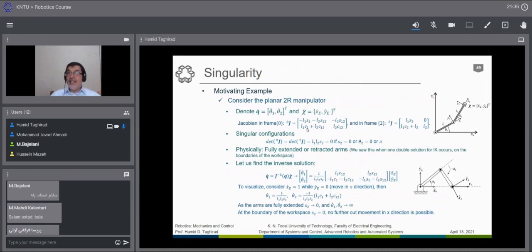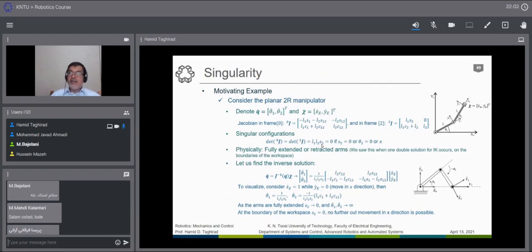apparently the inherent characteristic of the Jacobian, like the determinant, as you see in here, the determinant of the Jacobian represented in frame 0 or in frame 2 is not different. The inherent properties are the same. And we can see that it is L1, L2, and S2.